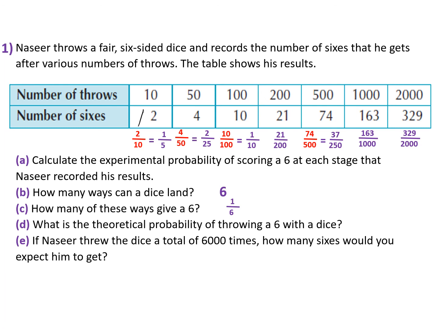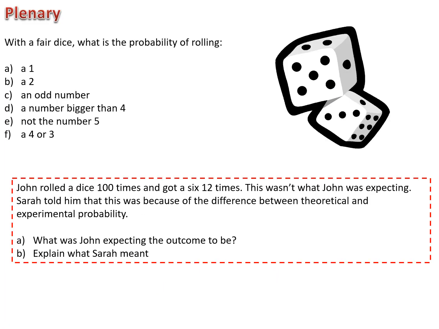And then what is the theoretical probability of throwing a 6 with a dice? Again, the theoretical probability is 1 over 6. If Nasir threw the dice a total of 6,000 times, how many sixes would you expect him to get? It will be 1 over 6 of 6,000, which is equal to... okay, here is a practice for you.